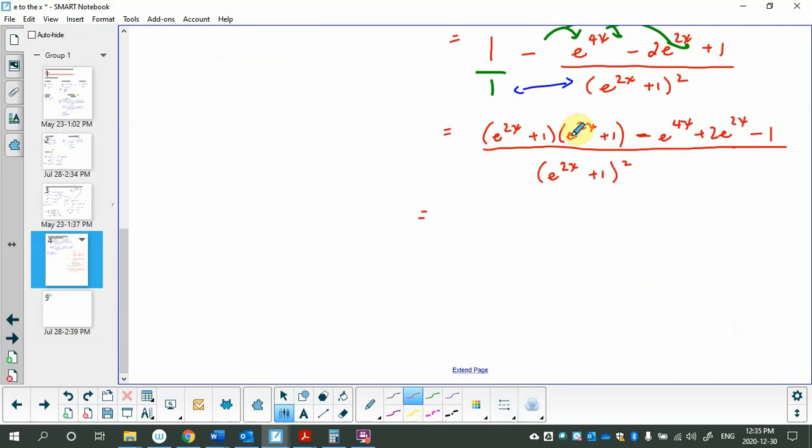E to the 2x times e to the 2x is e to the 2x, e to the 2x, or e to the 4x. Whew. e to the 2x times 1. 1 times e to the 2x. 1 times 1. Blah, blah, blah.